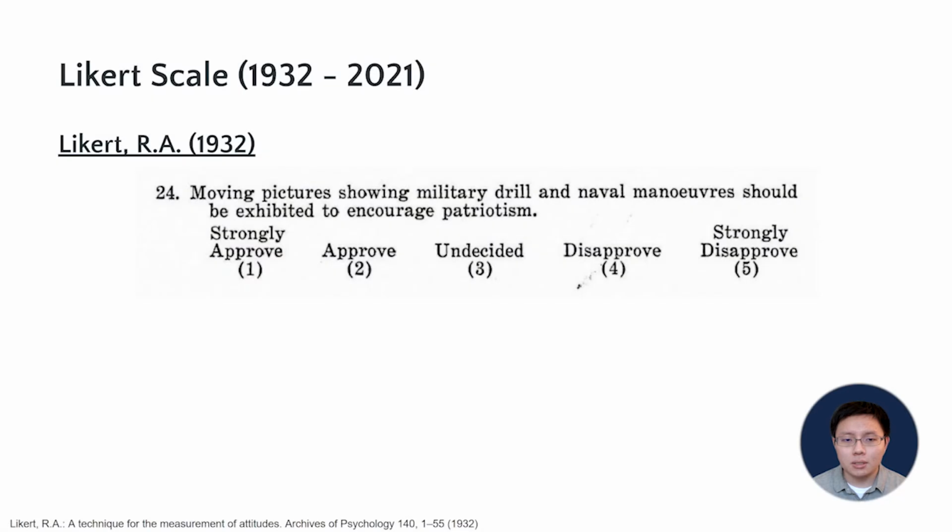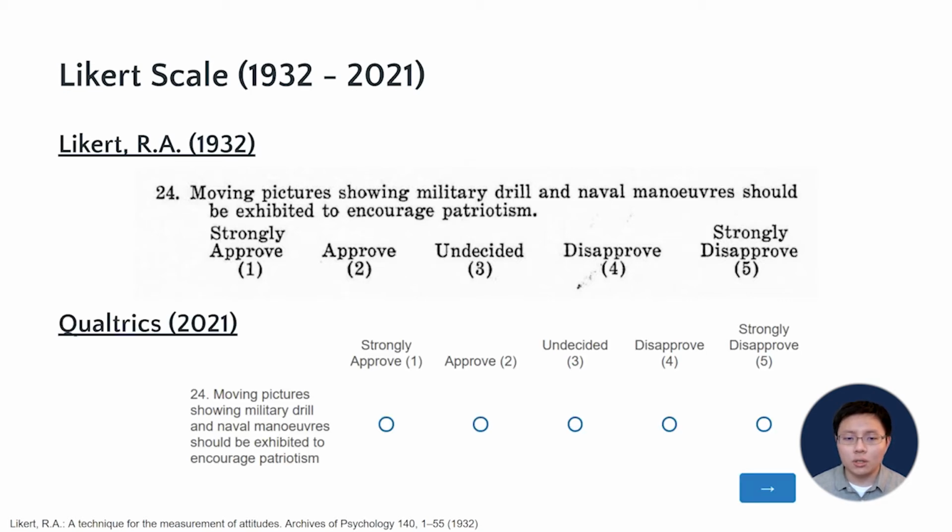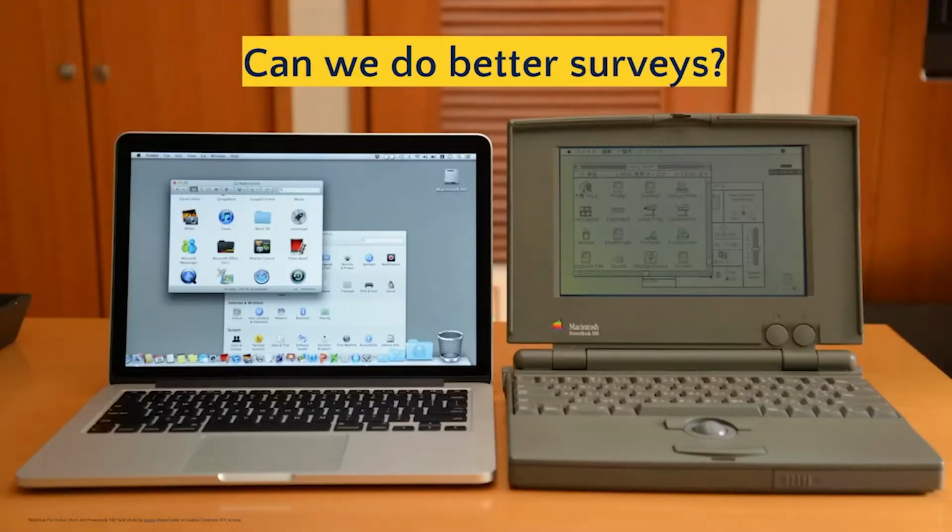The typical survey uses techniques developed almost a century ago. For example, consider the Likert scale survey. This figure shows an example question from Likert's 1932 paper. Below, we have reproduced the same question on Qualtrics. Might Likert be surprised that little has changed in the intervening time? Can we do better, we ask?